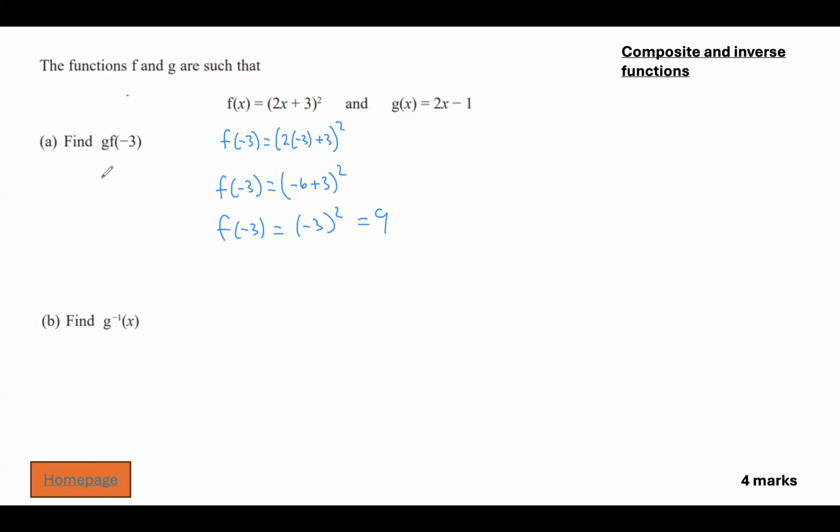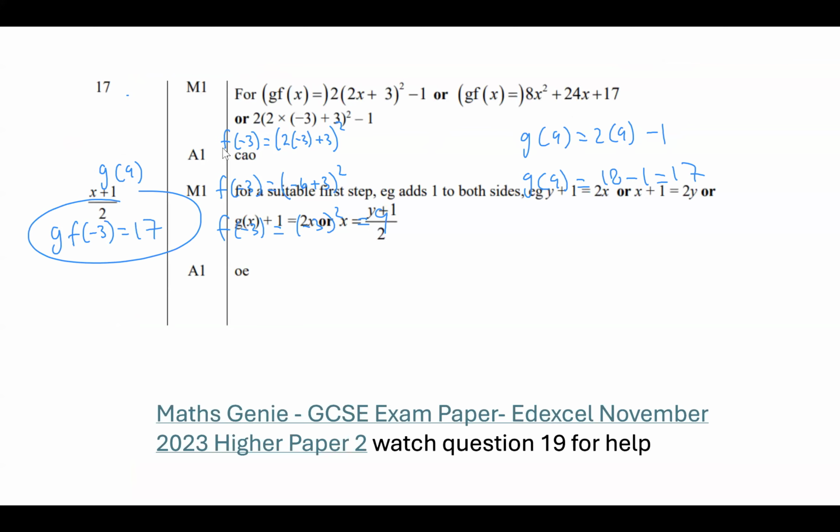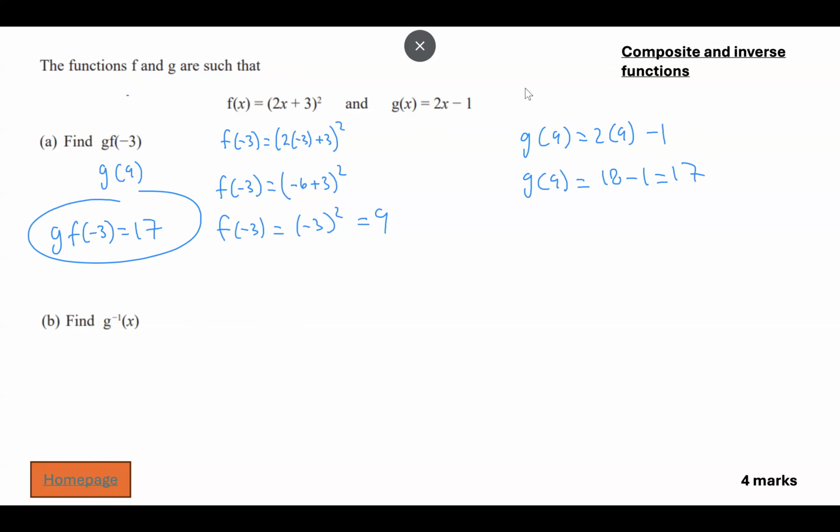So since f of minus 3 is 9, we could rewrite this as g of 9. And g of 9 is therefore going to be equal to 2 times 9 minus 1. And g of 9 is going to be 18 minus 1, which is going to be 17. So gf of minus 3 is equal to 17. And again, we can have a look at the answer and we can see 17 is the correct answer.